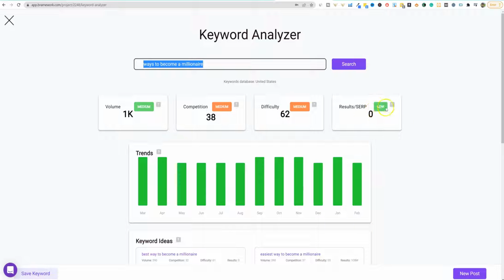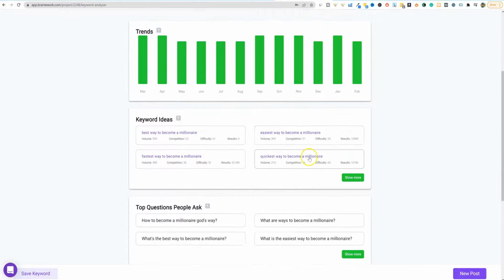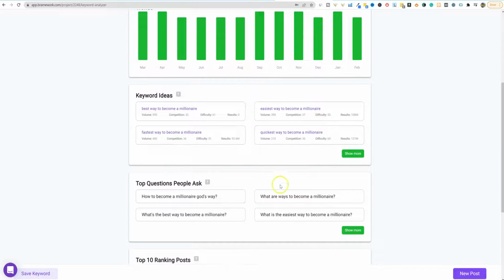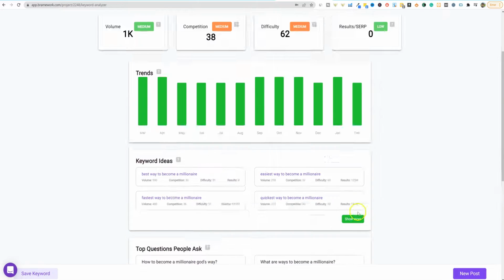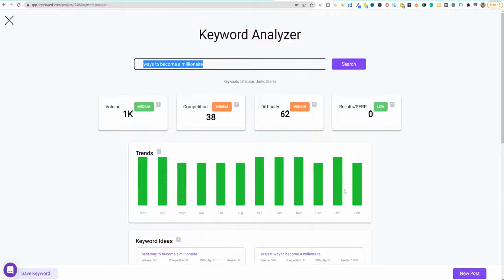And then the results are low in comparison to other search terms. It does look like it has some pretty good competition, like Ramsey. I think that's Dave Ramsey, Investopedia. So you're going to have a tough time outranking Forbes and all these other sites here, but we're going to go for this for today's example.